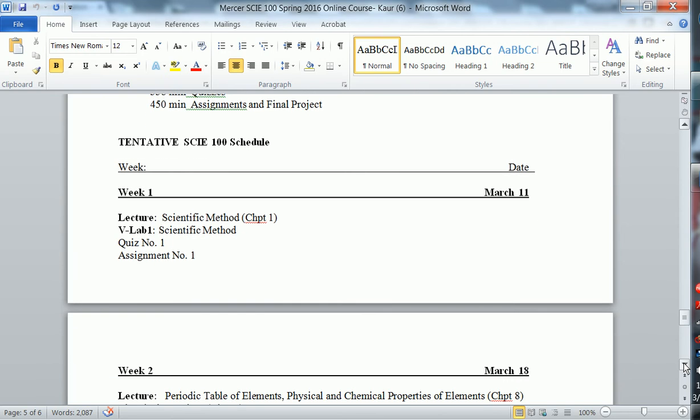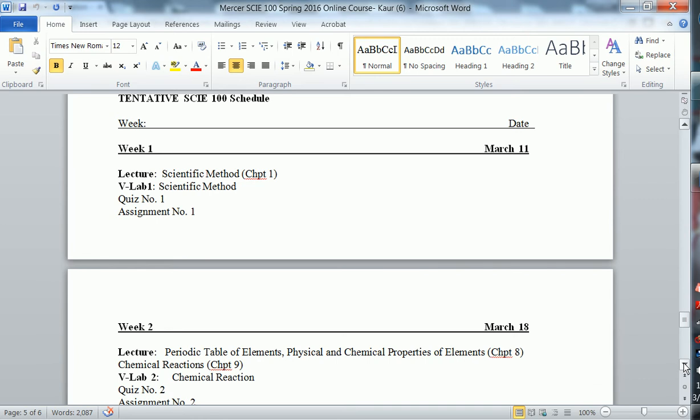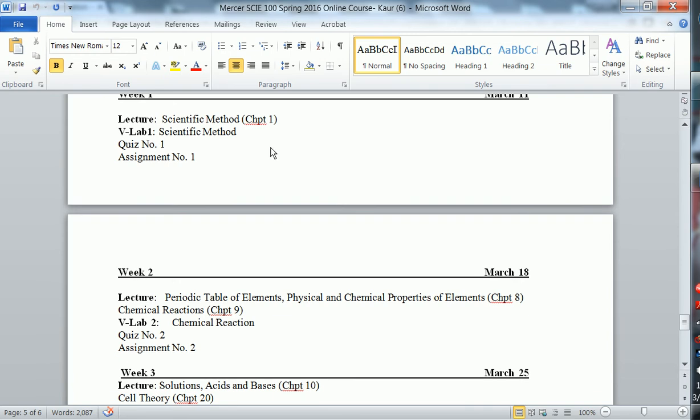Okay, now let's discuss the tentative schedule for our course. So here I have created the schedule for every week. Let's talk about week number 1. In week number 1 we are going to have a lecture on the scientific method, which is from chapter number 1 from your book. And the virtual lab is also on the scientific method. So you are going to do this lab and you will be answering the worksheet and submitting it for grading, and you will get 1 week time. So you will have a quiz from this chapter, which is your quiz number 1. You get 1 week time to finish the quiz, because after 1 week this quiz will close.